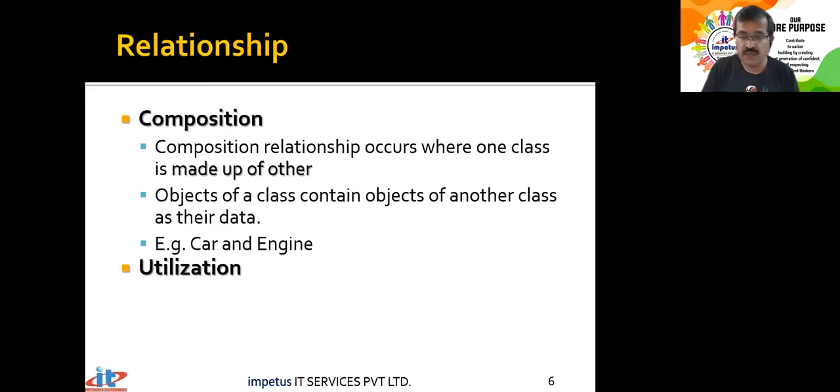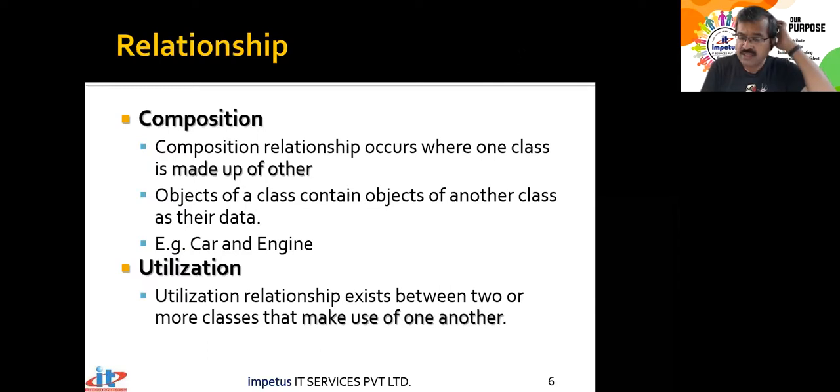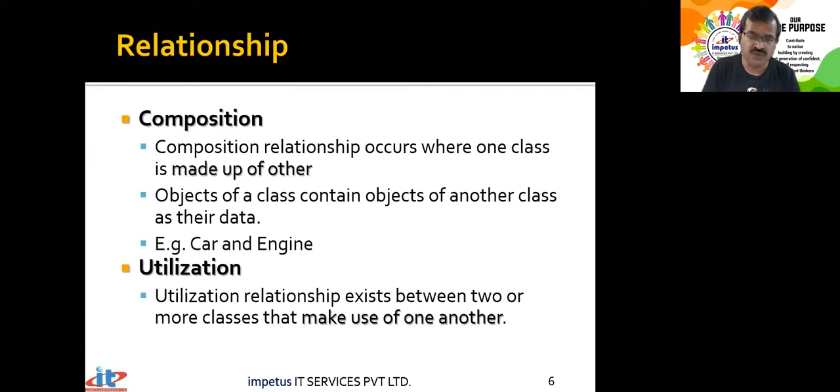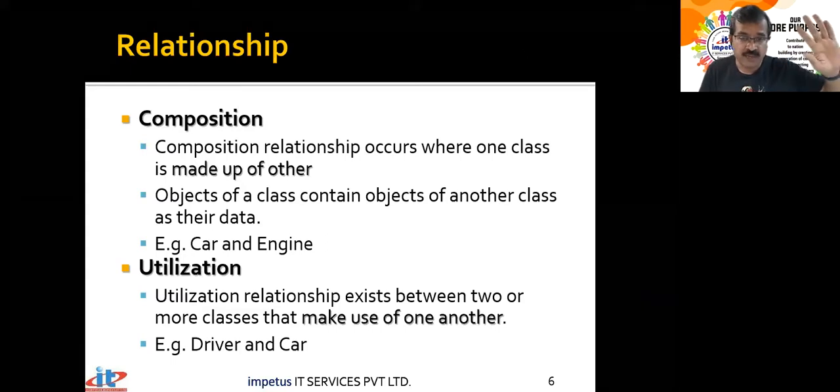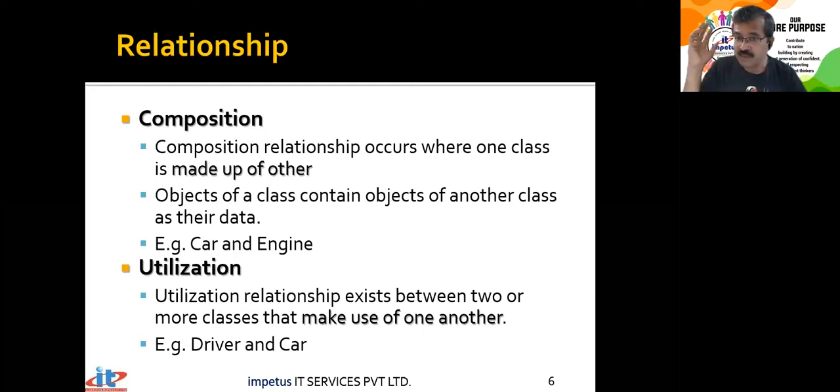And then we have utilization. When you talk about utilization, it exists between two or more classes that make use of one another. One may use another, or both may use one another. That's okay. A driver and a car. If you look at this example of a driver and a car, I can describe a driver independent of a car. For me to describe a driver, do I have to have any knowledge about a car? Not at all. For me to describe a car, do I have to have any knowledge about the driver? No. But a driver is no driver without a car.